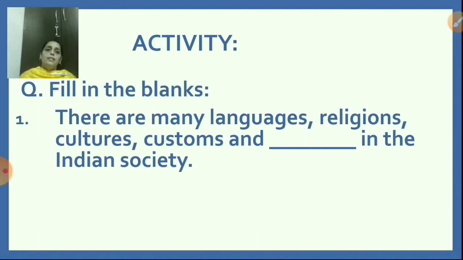Fill in the blanks. First one, there are many languages, religions, cultures, customs and dash in the Indian society. So what will be the answer here? Yes, traditions. So there are many languages, religions, cultures, customs and traditions in the Indian society.